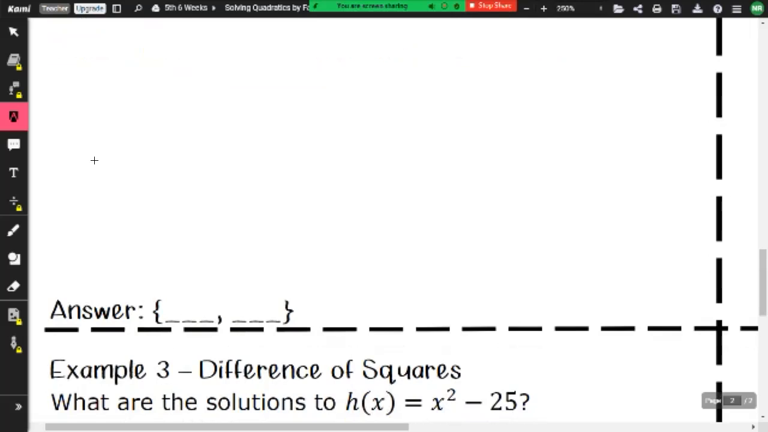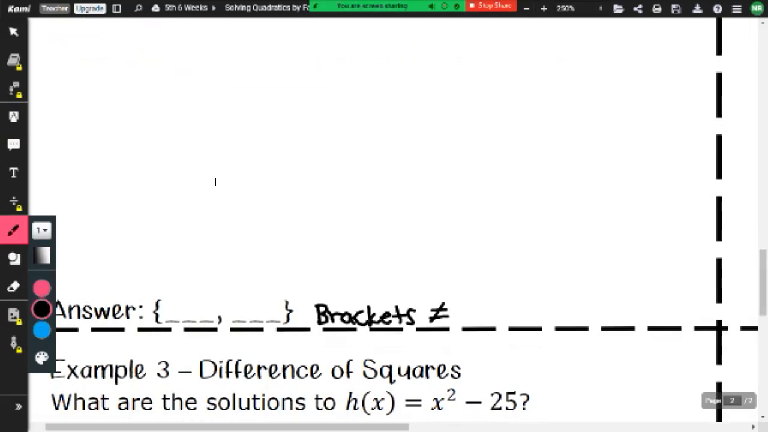So if you look at where I wrote answer, notice they're squiggly. They're not actual parentheses. These are called brackets. Brackets are not the same.